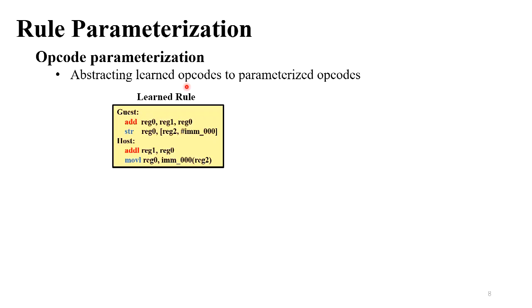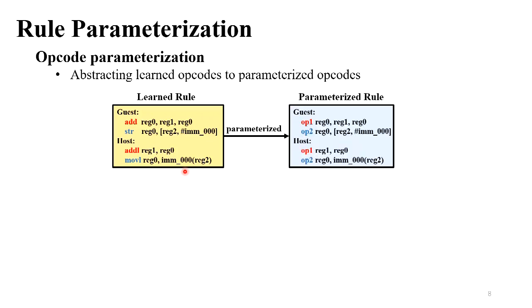In this example, the learned translation rule on the left that translates a sequence of AND and store instructions in ARM to AND-L and move-L instructions in x86 will parameterize them into OP1 for AND and OP2 for store, because AND is one of ALU type and store is one of memory operation type.